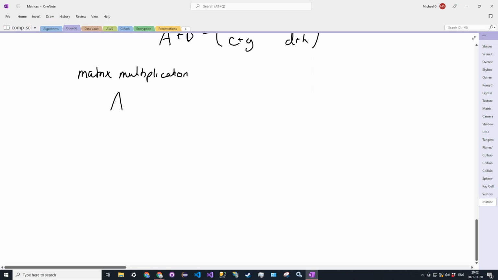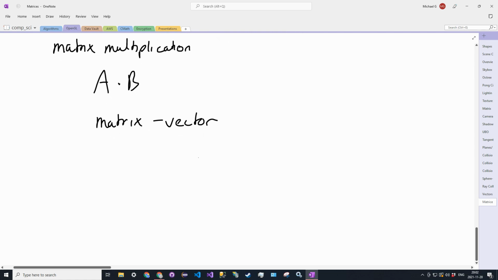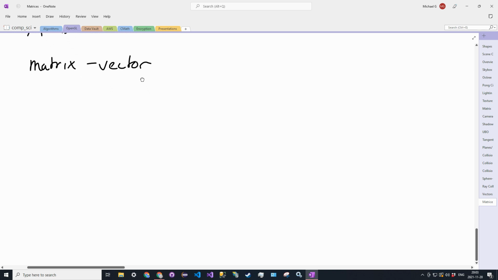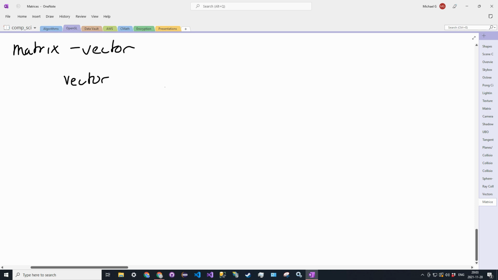And so matrix A times the matrix B. Now we're first going to start by talking about matrix vector multiplication, because this will be a good segue into how we multiply matrices. So for matrix vector multiplication, the way to think about this is that we have to consider vectors as either column or row matrices. So the vector, and typically for graphics we will consider it as a column matrix.